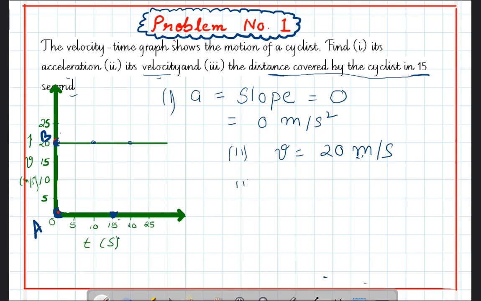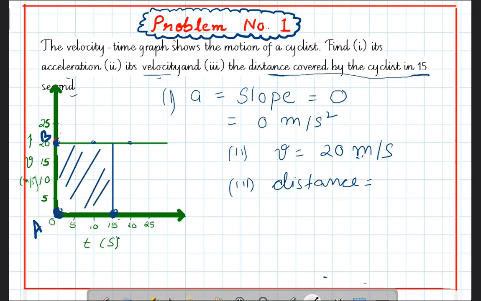Now third, let's find the distance covered by the body for the first 15 seconds. That means I have to find the distance from 0 to 15. So let's see the area which we are going to find here. This region will give me the distance covered by the body, and let's name the points A, B, C and D. The distance here is the area of rectangle ABCD.